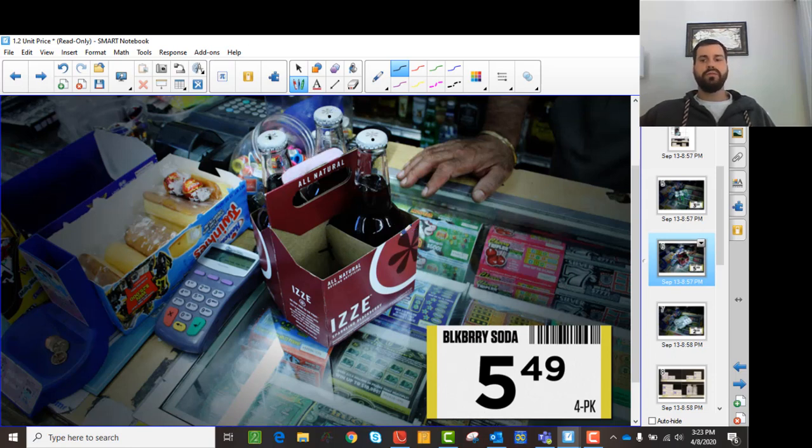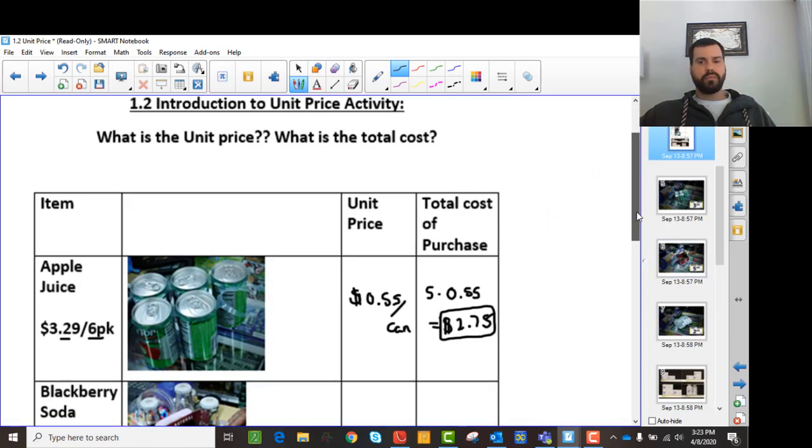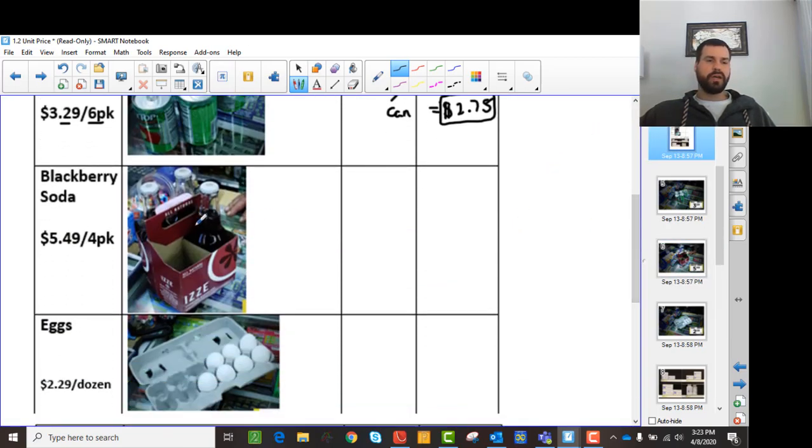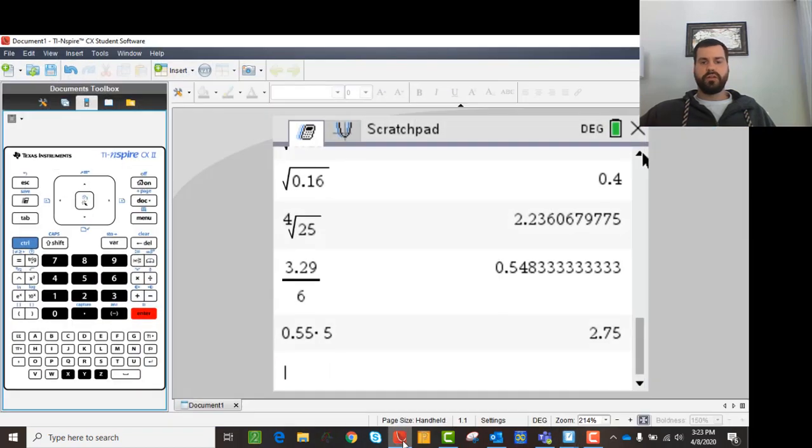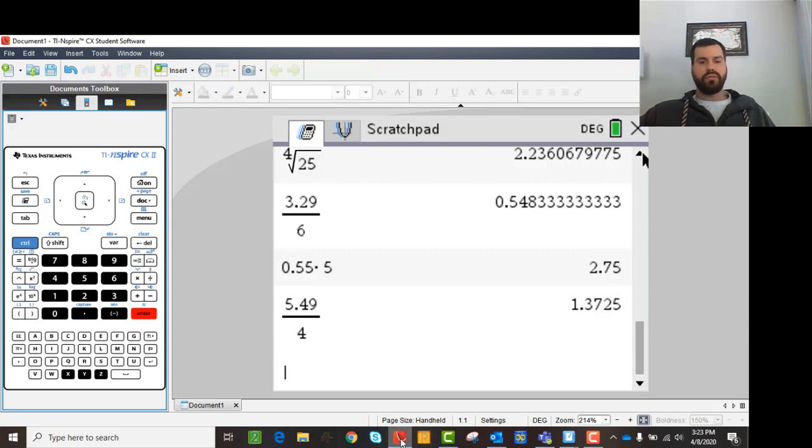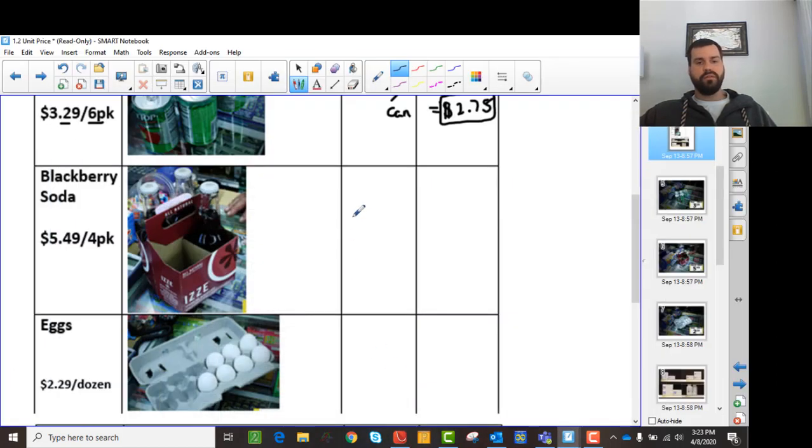So the first thing we do, again, if we go back to our chart, is find the unit price, okay, for this blackberry soda. Sorry, not blueberry soda. So it's $5.49 divided by 4. That's the unit price. So I'm going to go $5.49 divided by 4, and it's going to give me $1.37. I'm going to round to the 2 decimal places, so it's $1.37 per bottle.